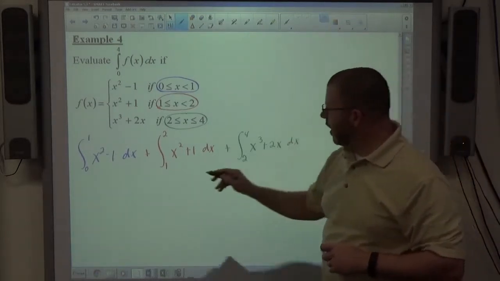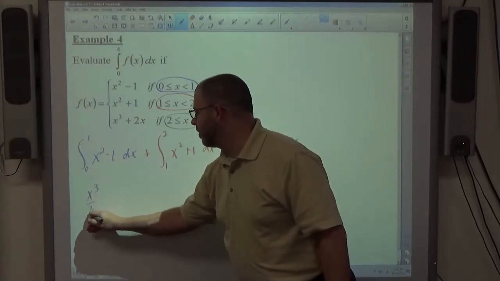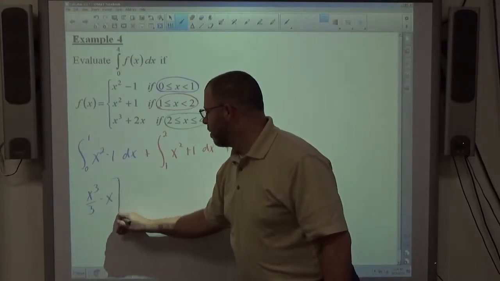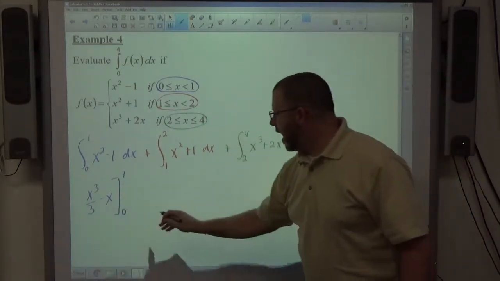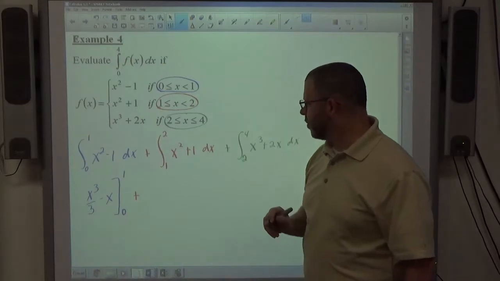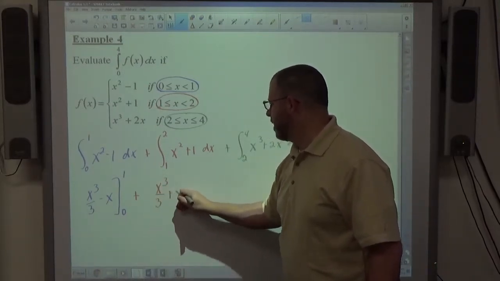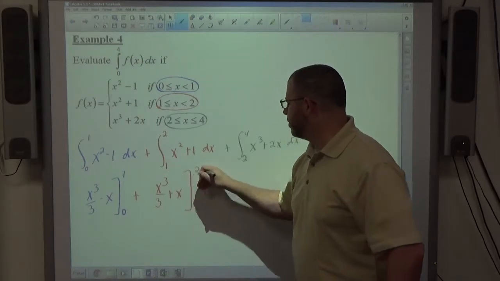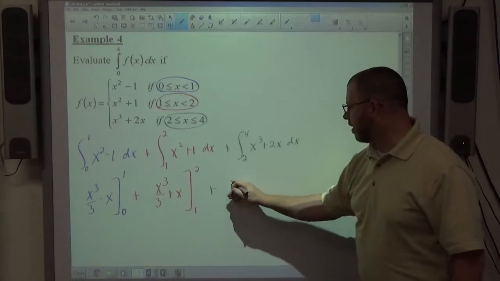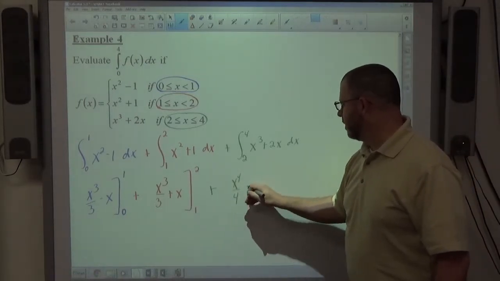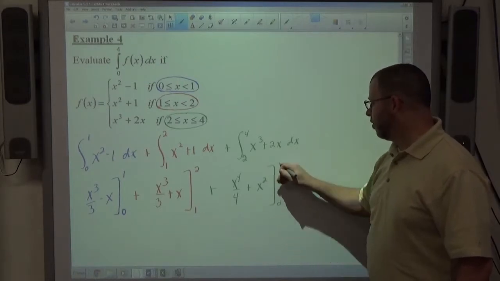So if I do the antiderivative of x squared minus 1, I'm going to need x cubed over 3 minus x, and we're doing that one from 0 to 1. We're going to add to that the antiderivative of x squared plus 1, which is x cubed over 3 plus x. And we're going to evaluate that from 1 to 2. And to that we're going to add the antiderivative of this, which is x to the 4th over 4 plus x squared. That goes from 2 to 4.